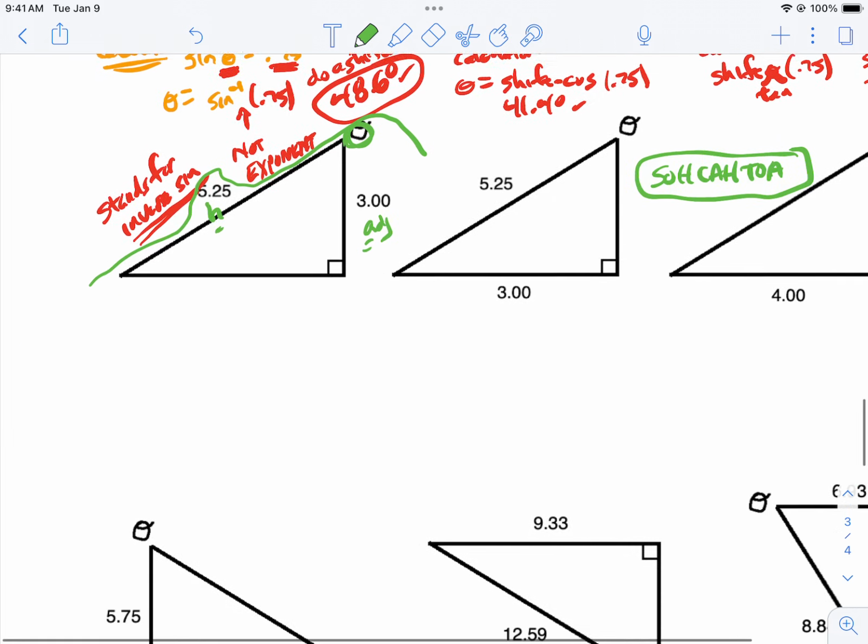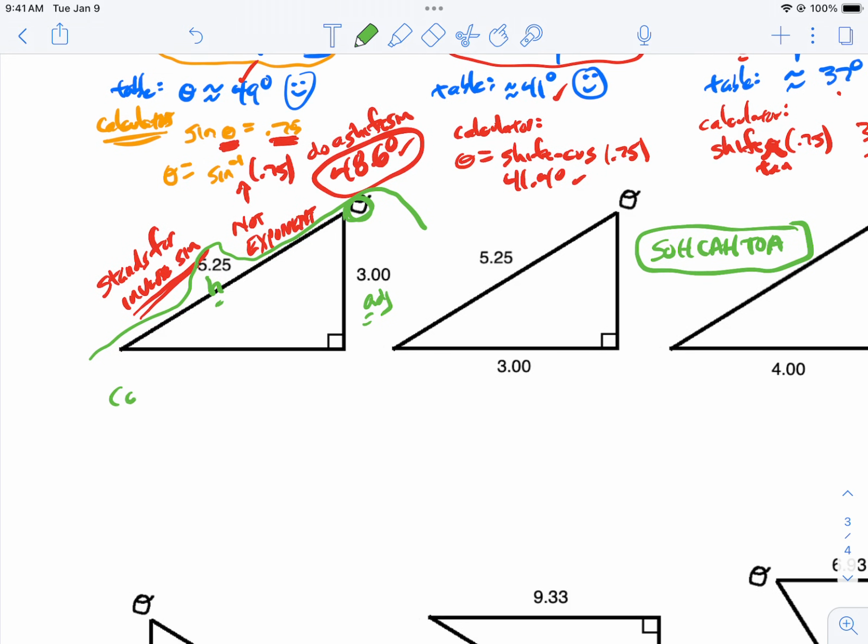Adjacent hypotenuse is a cosine. So the cosine of that angle up here is its adjacent side divided by its hypotenuse side. If you want, you can stop and make a decimal out of that, or you can just do shift cosine and put that stuff in there. Now I'm going to put the 3 divided by 5.25 in there, close my parentheses, hit my equals button. Bam! 55.2 degrees. I'm rounding to 1 decimal place. That's usually accurate enough.